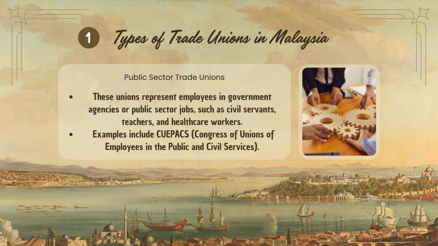Types of trade unions in Malaysia. First, public sector trade unions. These unions represent employees in government agencies or public sector jobs, such as civil servants, teachers, and healthcare workers. Examples include CUEPACS, Congress of Unions of Employees in the Public and Civil Services.